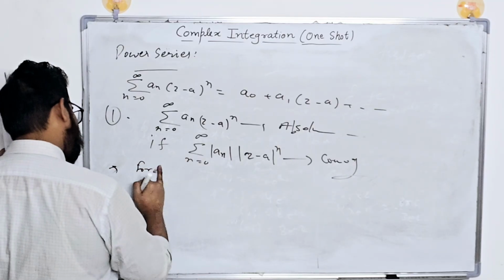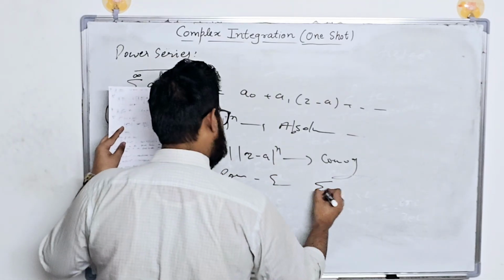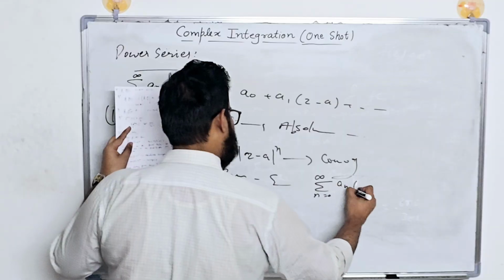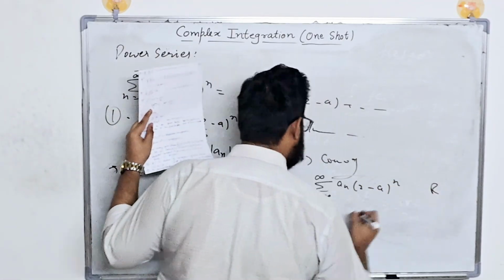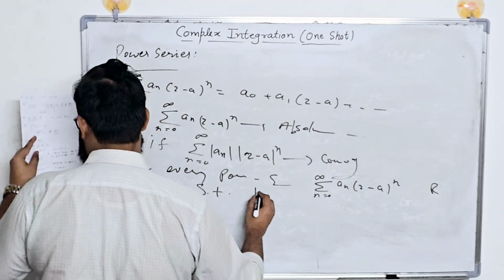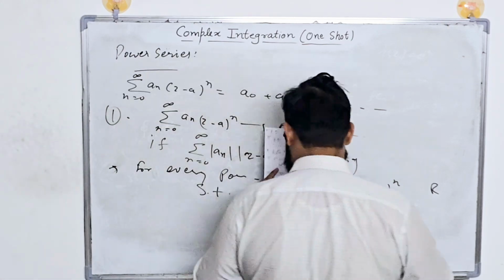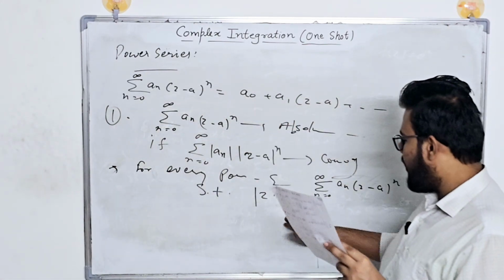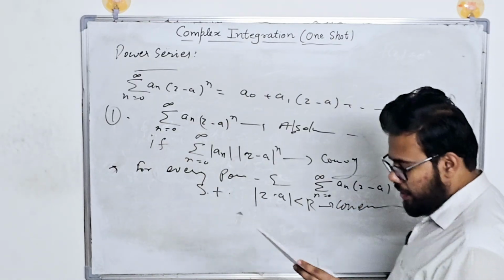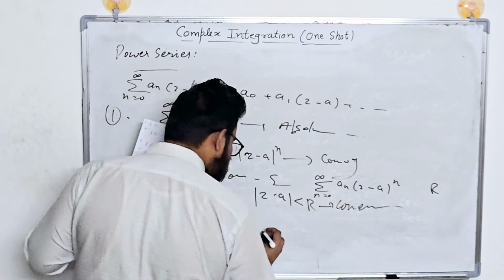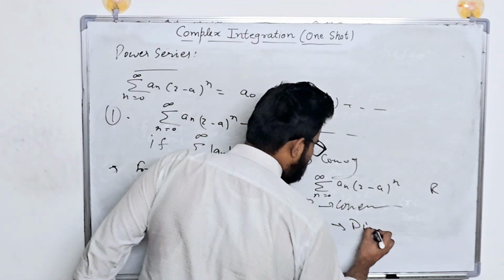Now for every power series, the sum from n is equal to 0 to infinity of a n (z minus a) raised to power n, there exists a real number r such that if the modulus of z minus a is less than r, the series is absolutely convergent. If there exists such an r, then it is said to be a convergent series. And if it holds for every z with modulus of z minus a greater than 0, then it is called a divergent series, right?